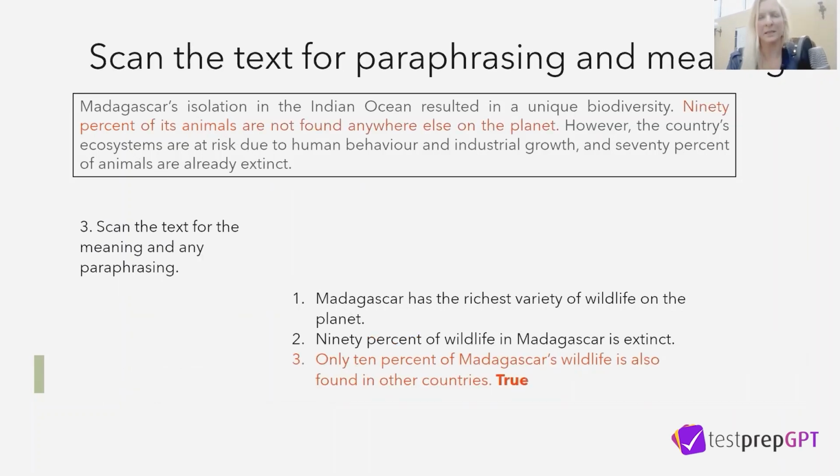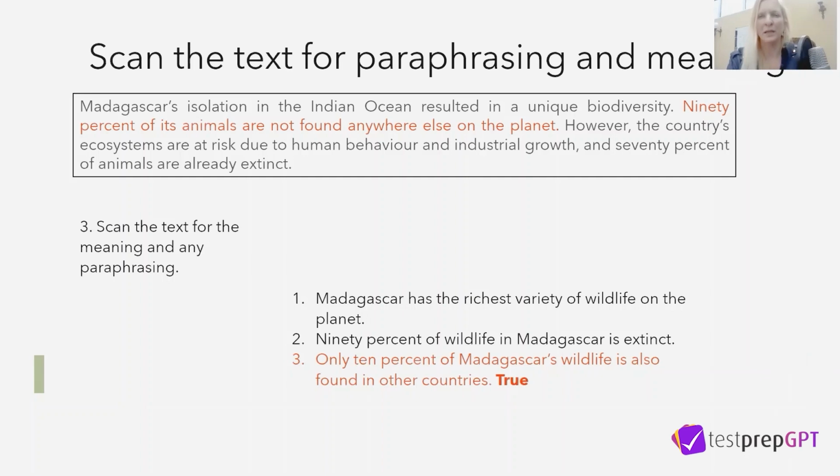Let's scan the text now for paraphrase and meaning. This is number 3. So Madagascar's isolation in the Indian Ocean resulted in a unique biodiversity. All right, so we know now Madagascar has a unique wildlife and landscape. 90% of its animals are not found anywhere else on the planet. However, the country's ecosystems are at risk due to human behavior and industrial growth, and 70% of animals are already extinct. Now we're going to see if we can find a paraphrase.